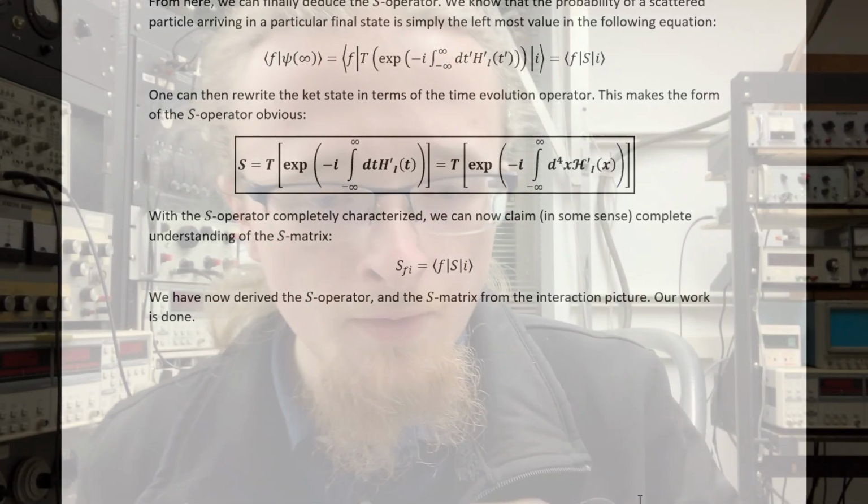Our work is done. You have now seen how the interaction picture allows both the states and the operators to time evolve, and does it in a clever way. It describes the time evolution of the operators exclusively with the free Hamiltonian, and the evolution of the state vectors exclusively with the interacting Hamiltonian. This allows interactions to be accounted for in a mathematically manageable way. It's one of the most important ways of representing quantum field theory.